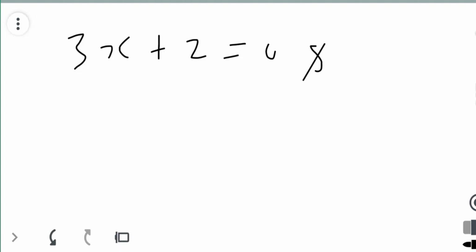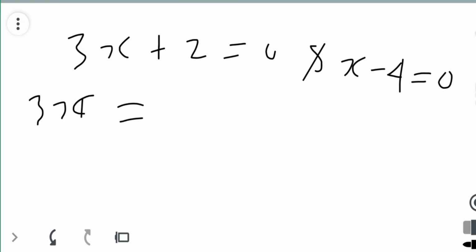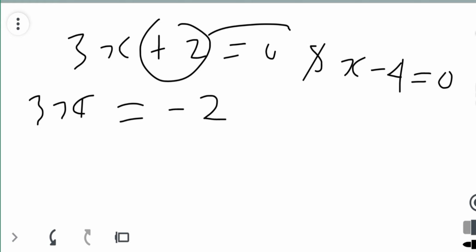Okay, good. So let me take it out and start again. So 3x plus 2 equals 0, and we have the next one, x minus 4 equals 0. From this first one, we can have 3x equals minus 2. Just take this 2 to this side. We have that to be minus 2.